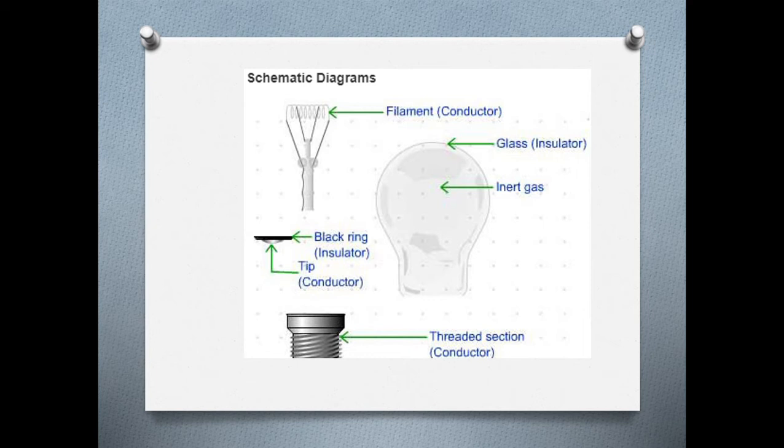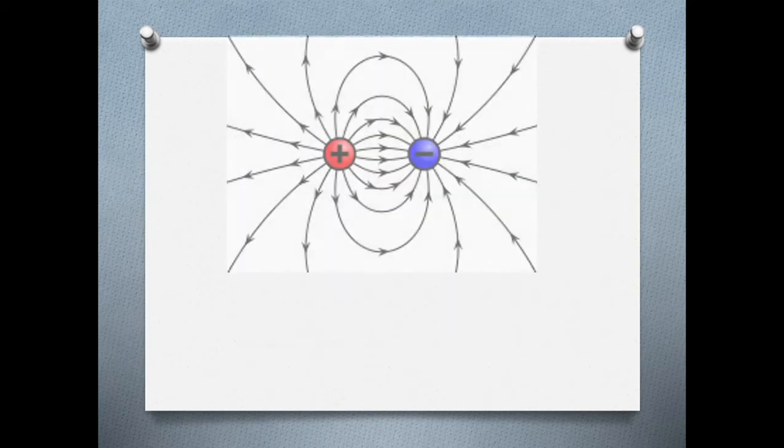And if we go to the left, a little bit back, we have a black ring that is an insulator, and also we have a tip that is a conductor. And lastly, at the bottom, we have a threaded section, which is a conductor. So just like you can notice, in a circuit or in a light bulb, you are always going to find conductors and insulators because they both work in order to create a certain function that in this case will be producing light.